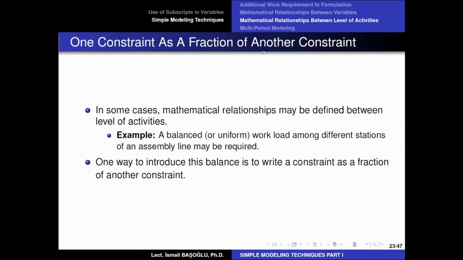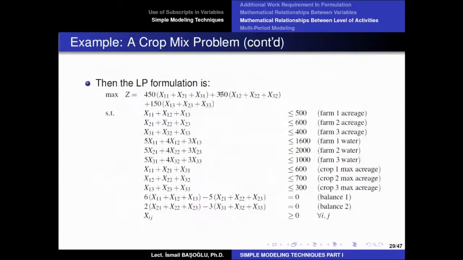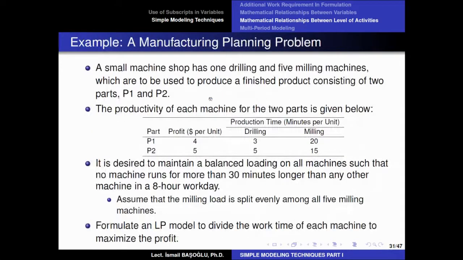Another way of creating balance between the levels of activities is to bound the absolute difference between the levels of activities, and we have given examples of both of these practices. And actually, the last time we were considering the manufacturing planning problem here, because our next application is going to be about this manufacturing planning problem. Let's just summarize the information about this question.